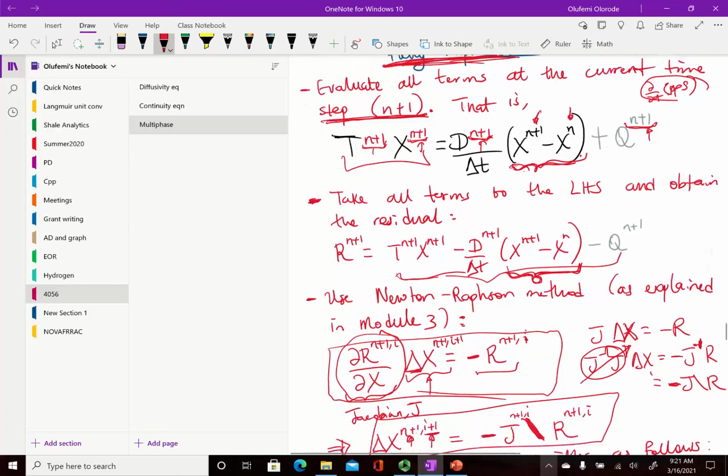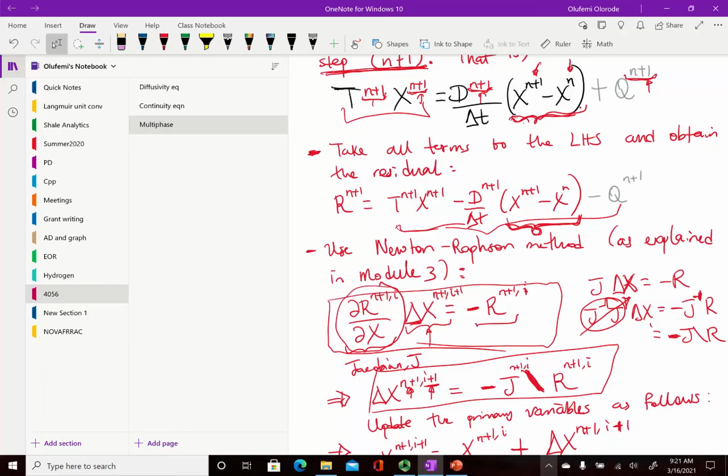And now we can use Newton-Raphson scheme as I explained previously in module 3, when I gave you the Taylor series expansion and went ahead to explain that you can do Taylor series expansion also on vectors instead of just on scalars. And when you do that, you will obtain what is shown here, the Jacobian matrix multiplied by the change in the solution vector equals minus the residual.